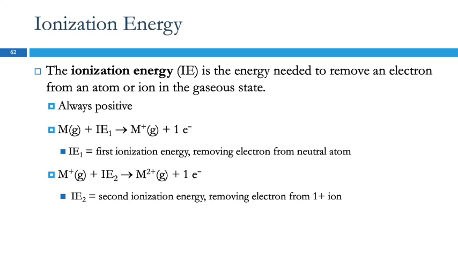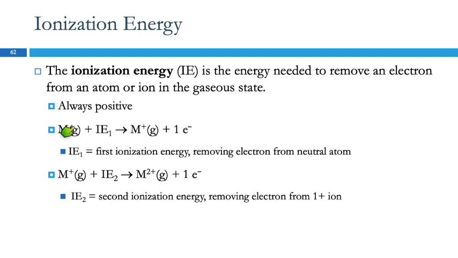So in order for an atom to become an ion, it has to gain or remove electrons, and there's energy involved in that. So the ionization energy, abbreviated IE, is the energy needed to remove an electron from an atom or an ion in the gas state, and this is always positive. So thinking about energy as money, in order for the atom to give up an electron, you're going to have to give it some money. You're going to have to pay it, put energy in to pull this electron away. These electrons don't just fall off.